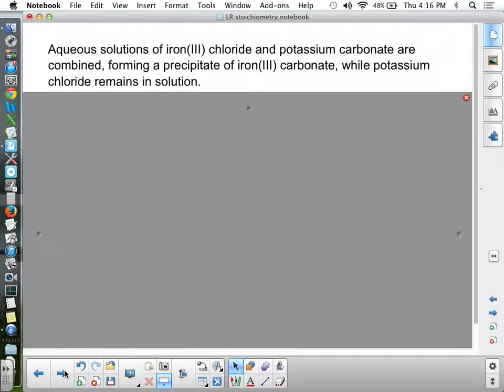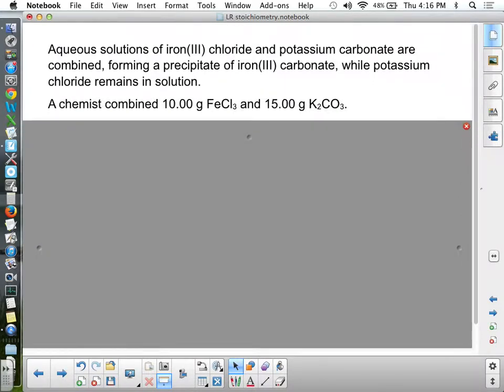Aqueous solutions of iron 3 chloride and potassium carbonate are combined, forming a precipitate of iron 3 carbonate, while potassium chloride remains in solution. On a test or quiz, I would normally ask you to write and balance the equation. I'll do that for you now in the interest of time. But the problem is as follows.